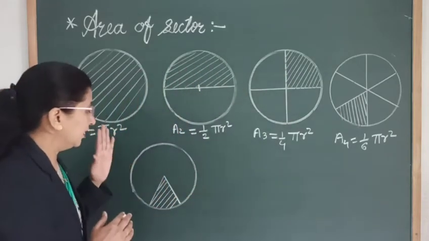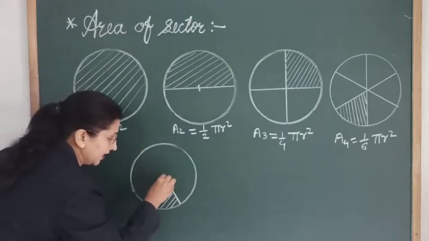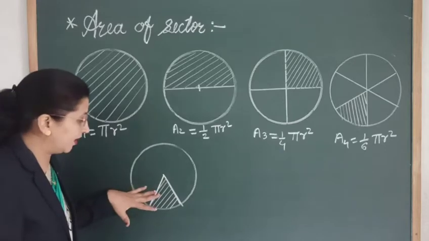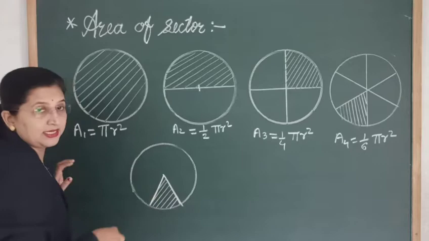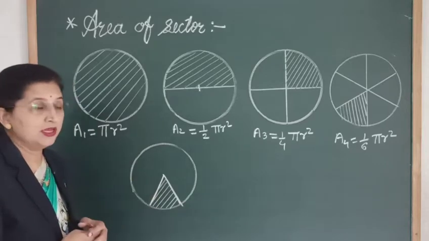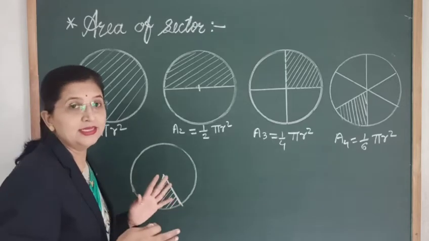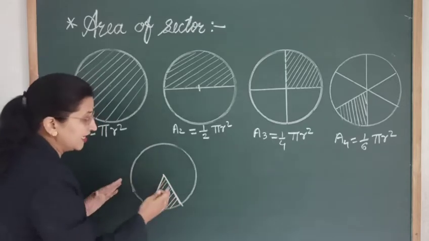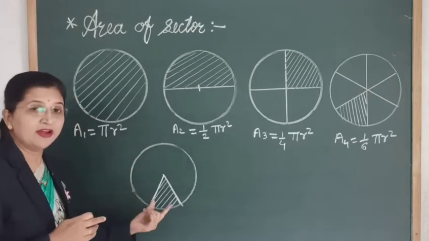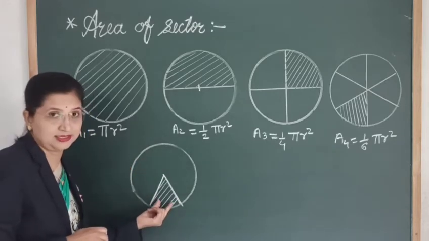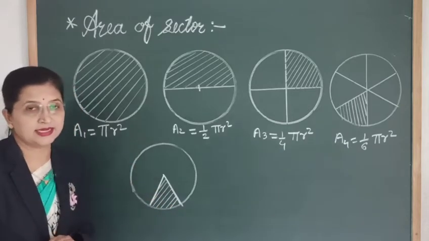But if the circle is given in this way and the sector is like this, and we want to find out the area of this part, that is this sector, then how to find it? Because here we don't know into how many equal parts the circle gets divided. So how can we find the area of this sector? Let's find out the formula to get the area of this sector.